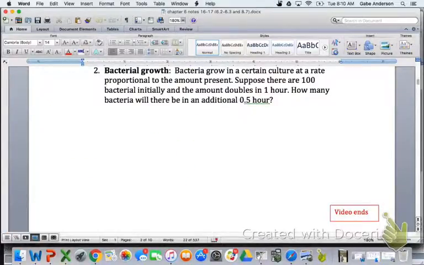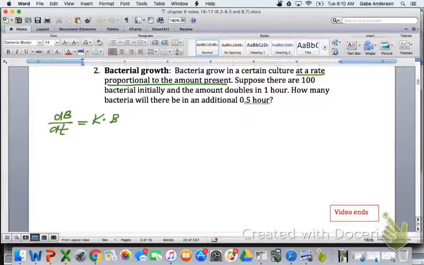Okay, we're going to look at one example here of this situation, bacterial growth. It says bacteria grow in a certain culture at a rate proportional to the amount present. So that's a key phrase, at a rate proportional to the amount present. So I would underline that, and let's remember what that means from before. I'm going to use different letters, but what it means is this, dB/dt, the rate of change of bacteria, is proportional to the amount present. So dB/dt = kB. B stands for the amount of bacteria that's there, and k is that proportionality constant. And so this is the differential equation describing that sentence right there.